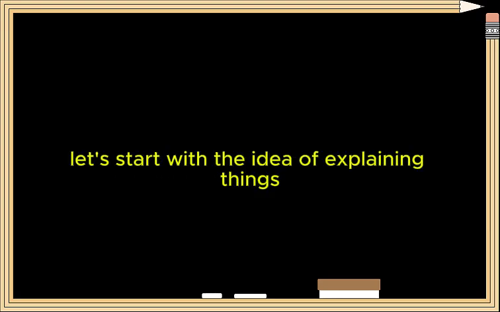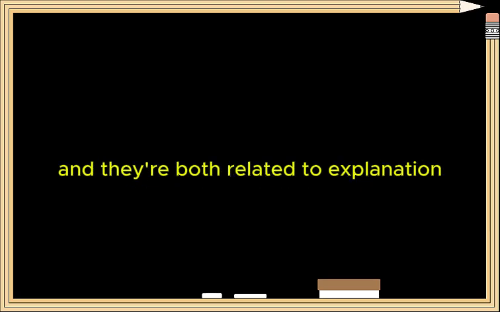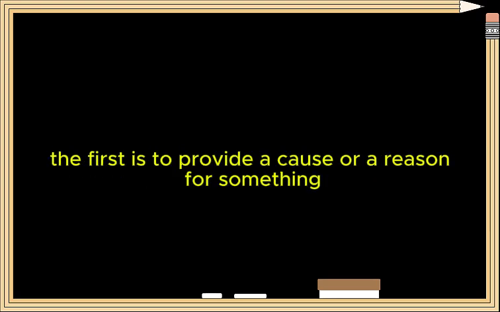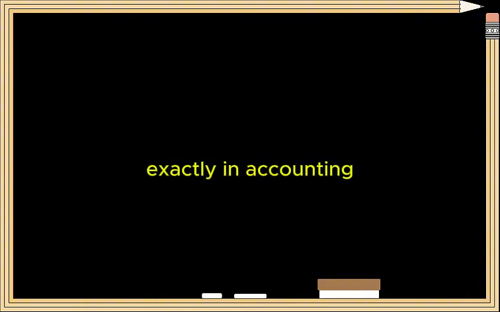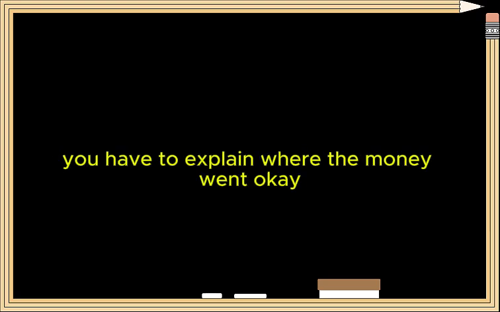Let's start with the idea of explaining things. The verb to account for. To account for has two main meanings, and they're both related to explanation. The first is to provide a cause or a reason for something. Like in a financial report. Exactly. In accounting, every single dollar has to be accounted for. You have to explain where the money went.